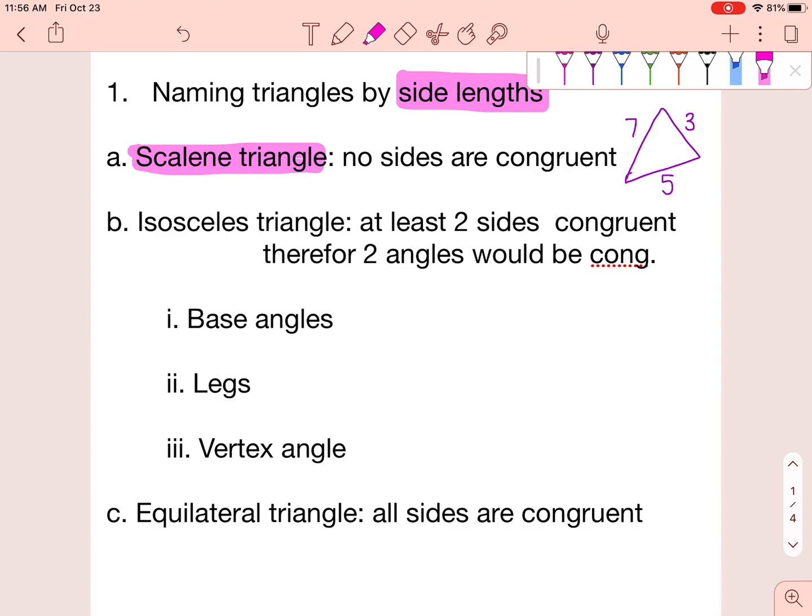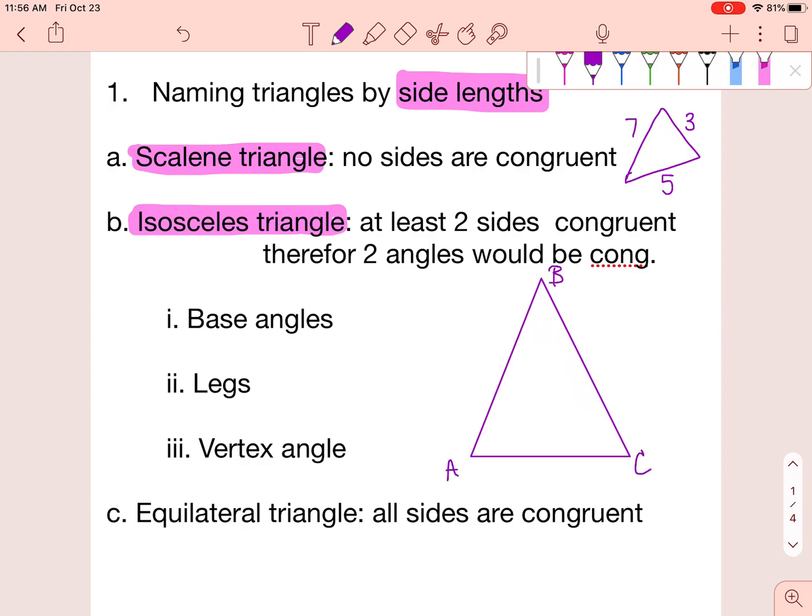The second type of triangle that you can name by its sides is called an isosceles triangle. An isosceles triangle has at least 2 congruent sides. Let me draw this. I'm going to draw mine kind of like this, so it doesn't look exactly like all of them are equal. We're going to call this A, B, and C. It would be isosceles if 2 sides, for example those, are congruent to each other.